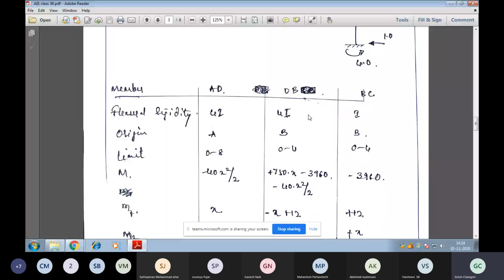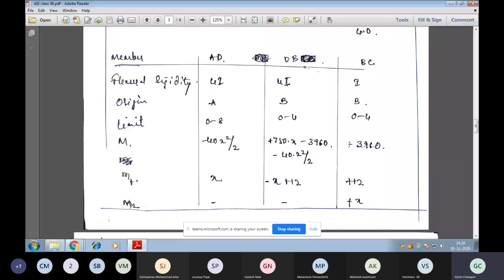So while we form a table, what are two things to be written here? Flexure rigidity, we need to write, that is 4 times I given at AD and 4 times I given at DB. For BC it is 1. Similarly, the origin what we occupy is at AD point, A will be the origin. For member AD, A will be the origin. For member DB, D will be the origin. For member BC, B will be the origin.